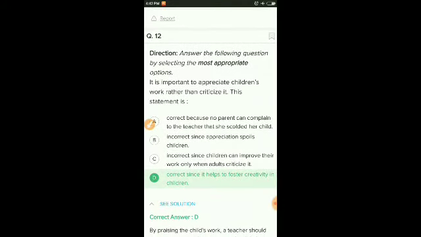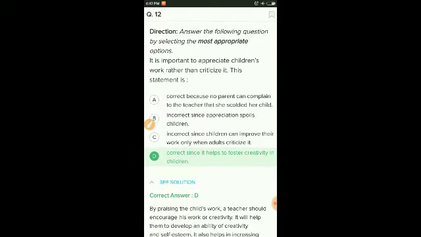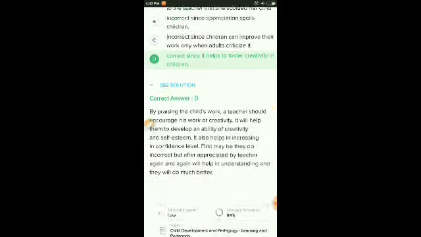Question number 12. It is important to appreciate children's work rather than criticize it. This statement is so. Rather than criticizing the student, we should try to appreciate the student. So the statement is what? Correct or incorrect? It's correct, since it helps to foster creativity in the children.